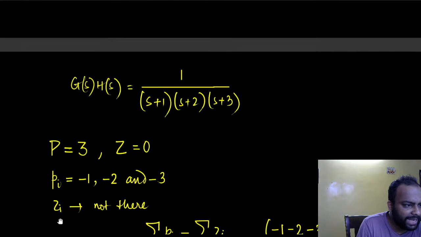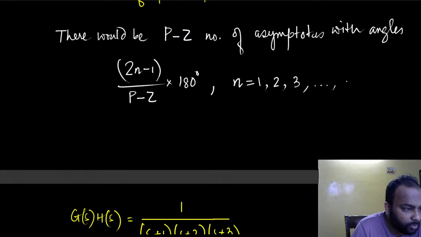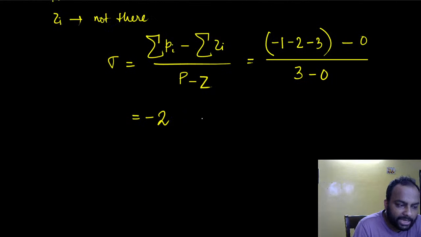Someone is saying, for n equal to 0 the angle would be negative. No, oh, something I just missed. Unfortunately, I forgot to write this: N has to be 1, 2, 3 and so on up to P minus Z. So if you have 3 poles and 3 asymptotes, in that case N would be 1, 2 and 3. Okay, all right. So that's the centroid's location.